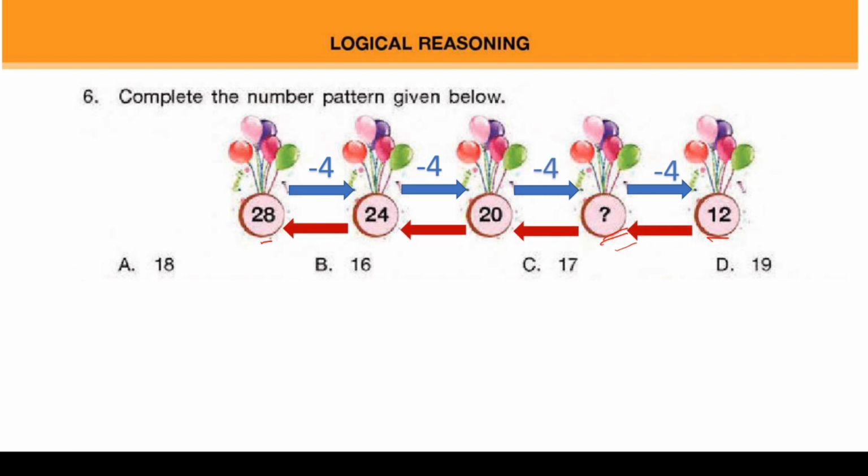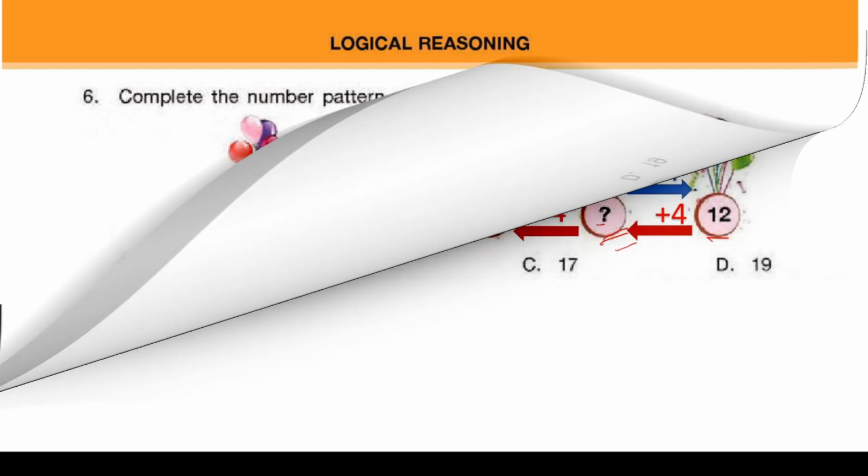And let's look at the direction on the other side. When you traverse from right to left, it is all addition by 4. So if we add 4 to 12 or if we subtract 4 from 20, we will get the number in question mark, which will be our option B, 16, because 12 plus 4 is 16 and 20 minus 4 is 16.